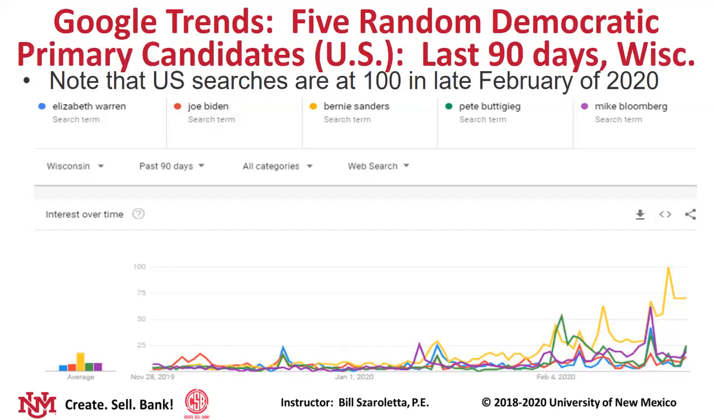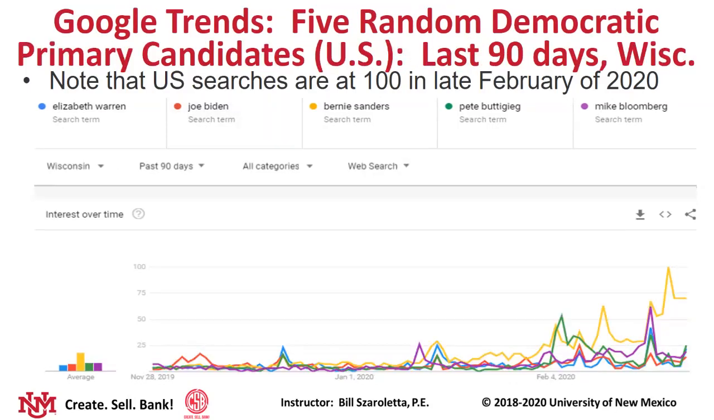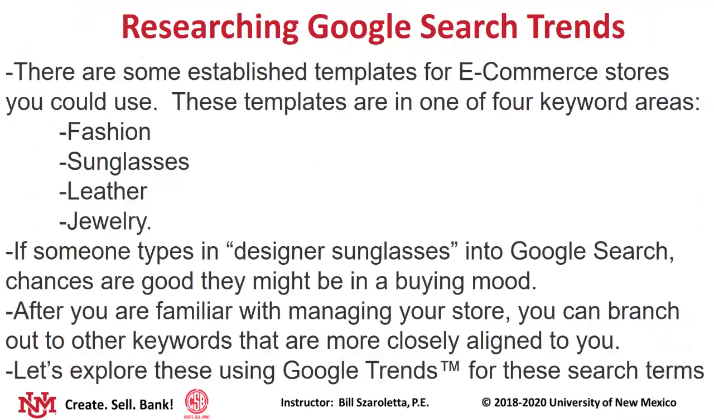And now if we look at the state of Wisconsin over the last 90 days, we get something that's pretty similar. There's the entire US, here's Wisconsin. So, you can understand what's going on with that. So that's a real quick overview there.